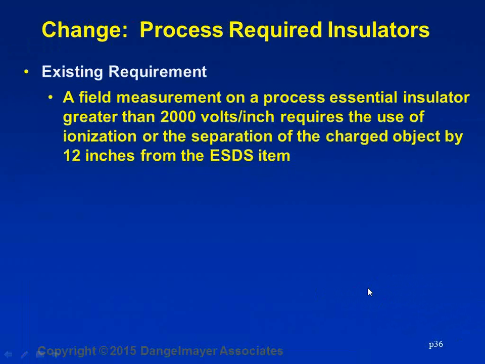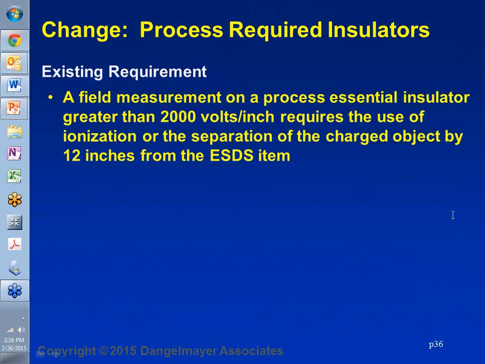So one of the changes that's occurred is what is required on process essential insulators. And first of all, let's discuss what a process essential insulator is. It could be tools, it could be fixtures, it could be chemical supply bottles, it could be part of the equipment. These are all possible process essential insulators. But a process essential insulator could also be part of the product itself. When you look at your products, think about which one of them has an insulator in it that you could not move away from the product itself. So we also need to think about process essential insulators as part of the product.